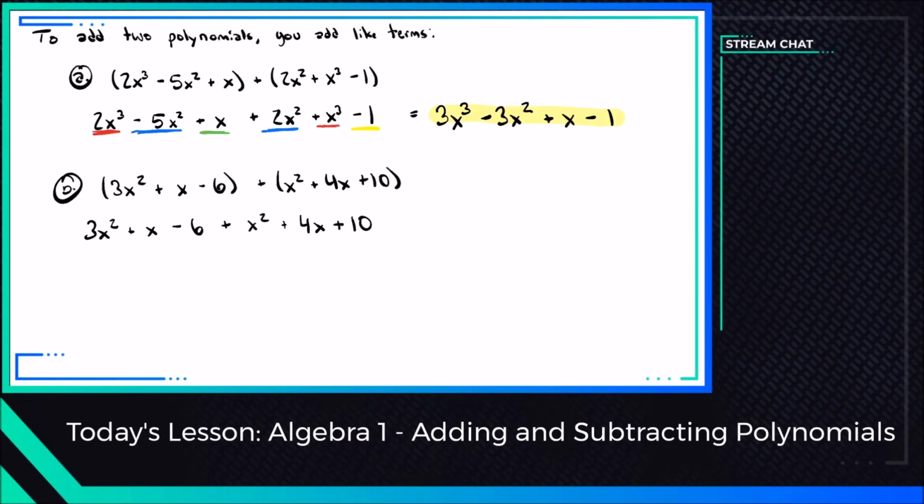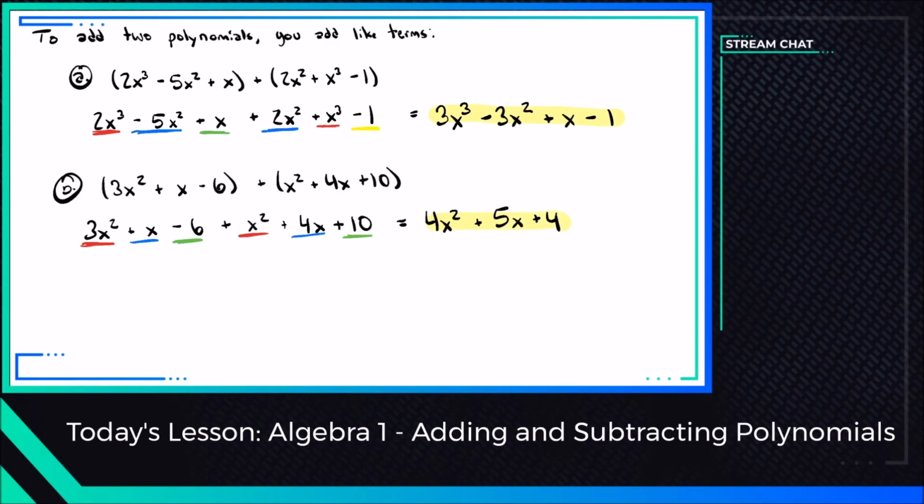And we're going to do the same thing. So I'm going to look for some x squareds, and there's one right down there. If we take 3 plus 1, that's going to be 4x squared. Next, we're going to go through and look for plain old x's. There's an x right there, 4 more x's down there, so 1x plus 4x is going to be 5x. And then we have our constant terms, so this is a negative 6 plus a 10. A negative 6 plus 10 is a positive 4.